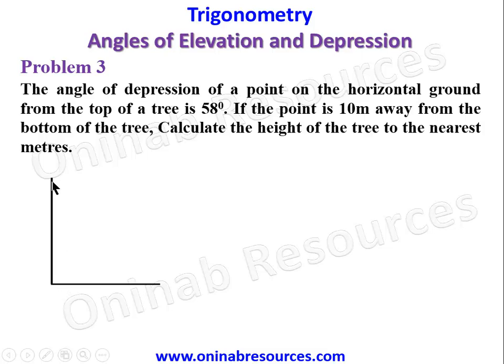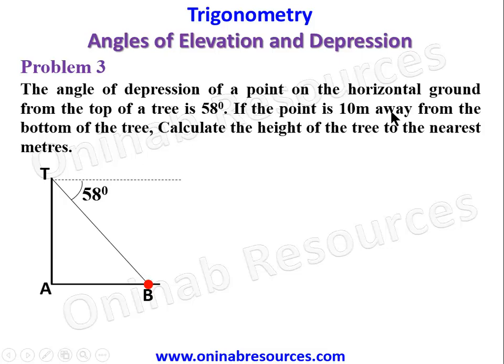Again, we create the horizontal ground. See, the tree is this, and the top of the tree is T and the bottom is A, and the point on the horizontal ground is B. The angle of depression of a point on the horizontal ground from the top of this tree, we have to create the normal and join TB, and the angle of depression, outside with the normal, is 58 degrees. So that is the diagrammatical representation of this information.